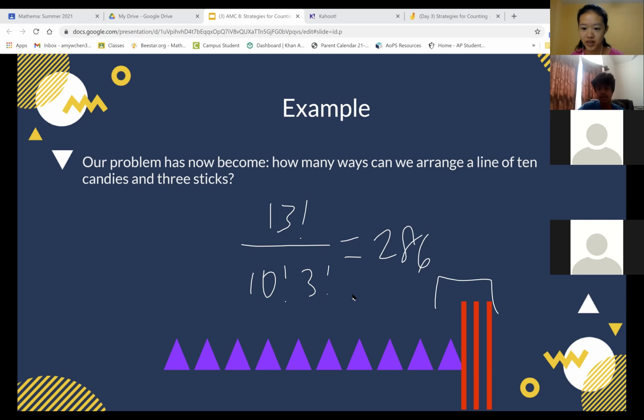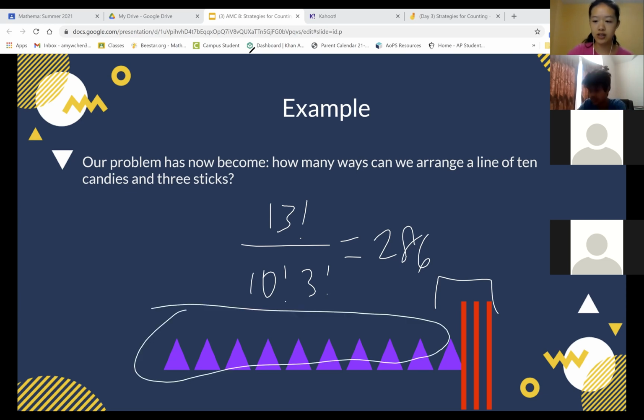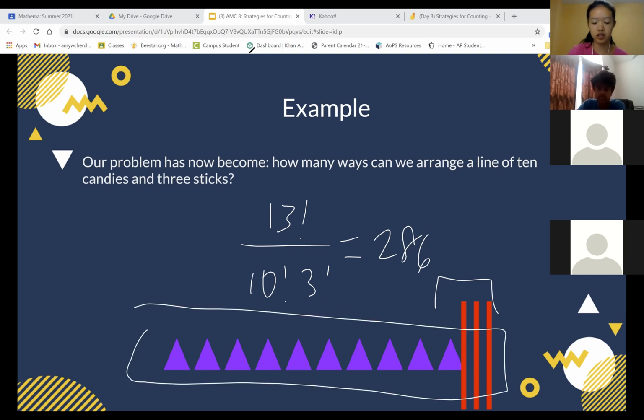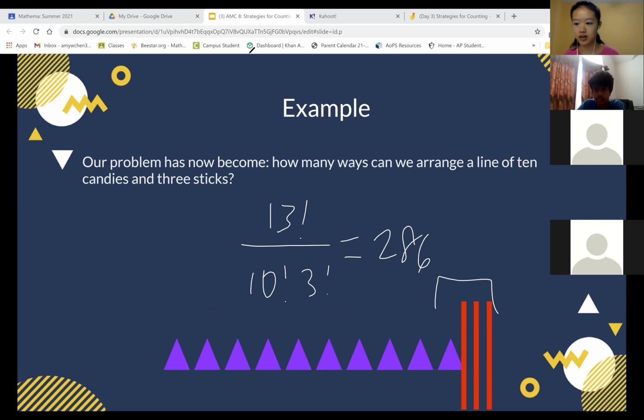I remember taking it. Why do we choose 13 choose 3? Because there's 10 candies and we have these 3 sticks which we're going to use to divide the candy. However, we can just consider the sticks as part of the overall group, which makes 13 objects. And we don't do 10 choose 4, because that would mean we're choosing 4 objects out of 10 objects, when in reality we're dividing up the candy into 4 groups.